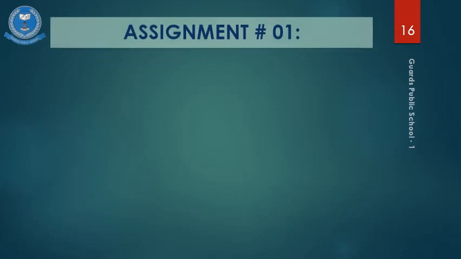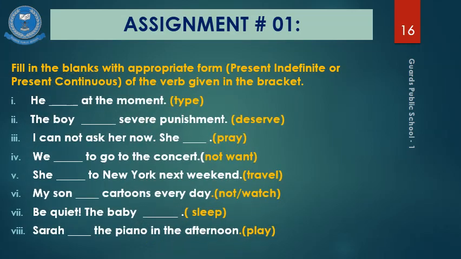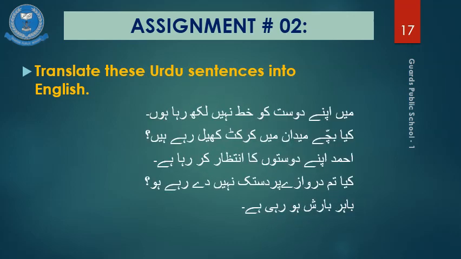Now it's time for an assignment. In assignment number one, you have to fill in the blanks with the appropriate form, like present indefinite and present continuous, of the verb given in the bracket. So write the correct tense according to the sentence. In assignment number 2, translate the given sentences of Urdu into English.